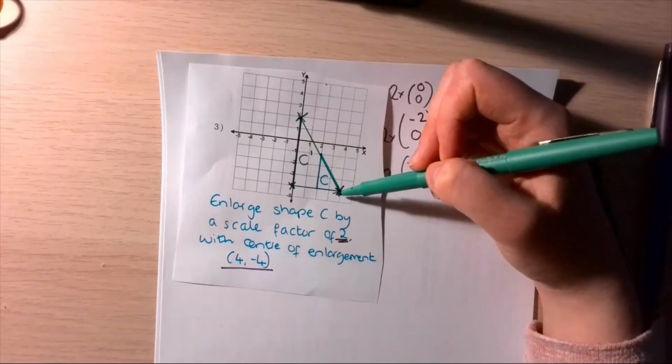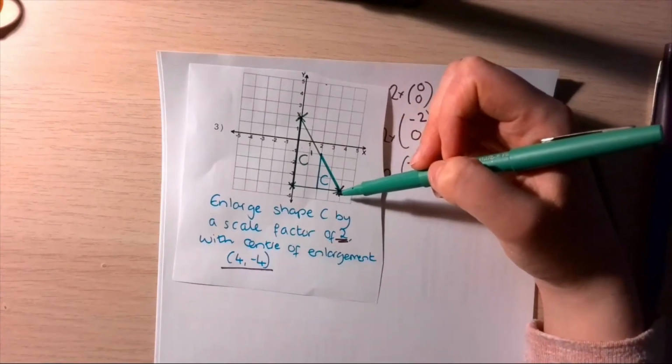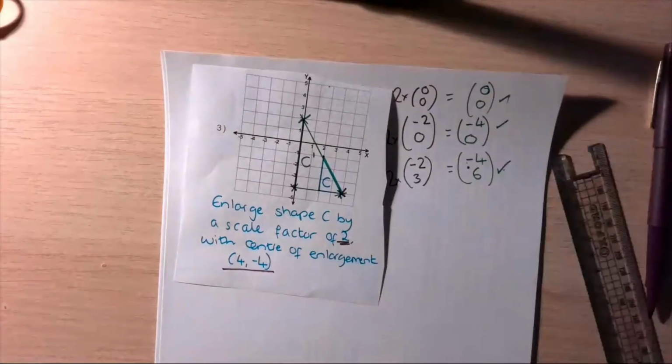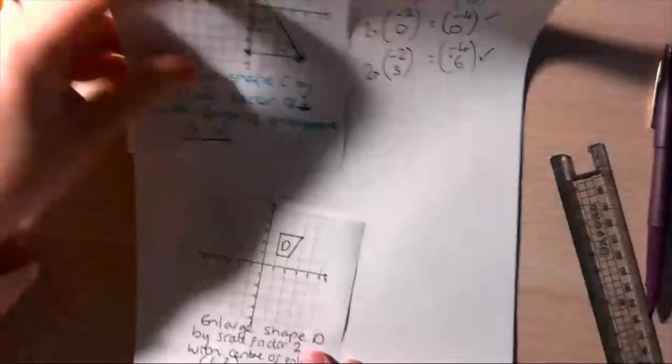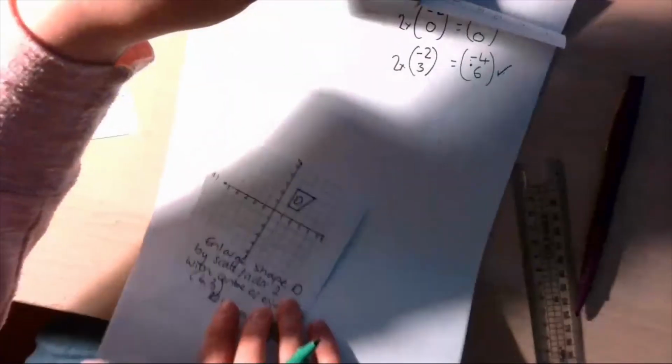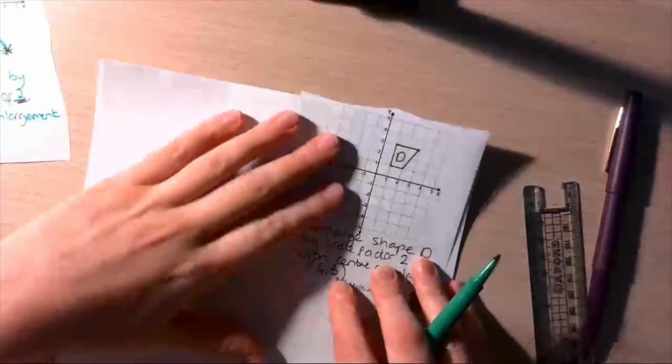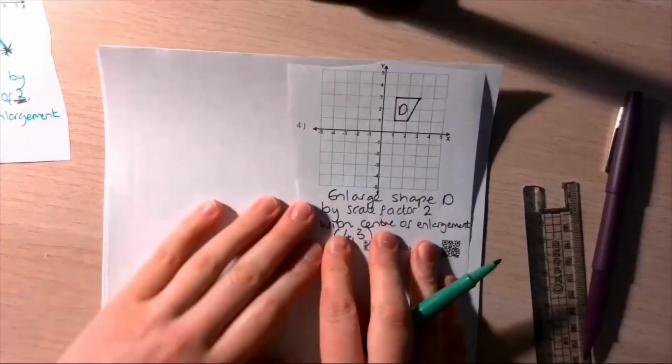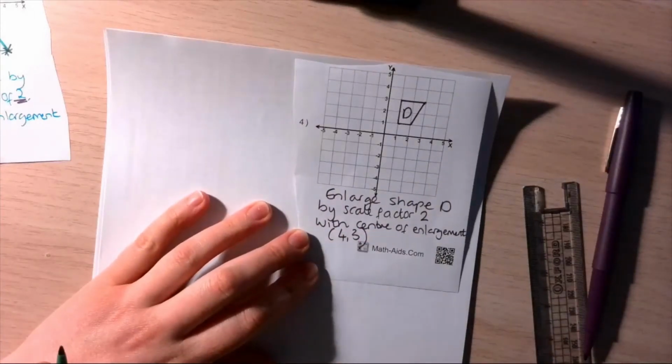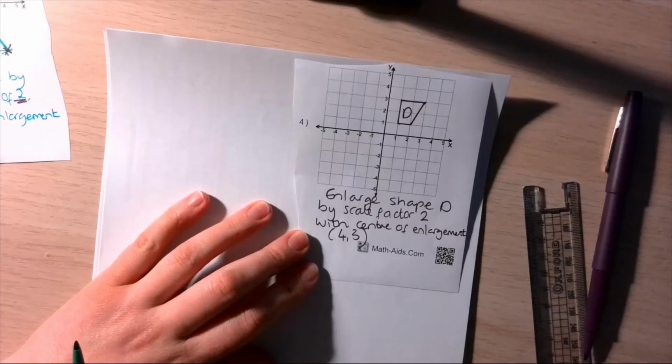So doing those lines would do absolutely nothing to check it, we can already see them. Okay, there's just one more of these to try, and this one's a trapezium. Let me slide this page up a little bit. In fact, look at this, saving paper, I'll put it on top of that and right on that side. Right then, enlarge shape D by scale factor of 2 with centre of enlargement 4, 3.